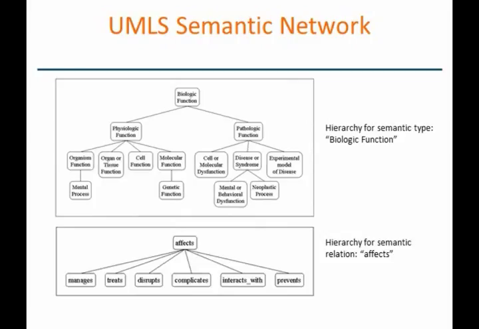This is another example of the hierarchy for the semantic types, and there's also a hierarchy for the relations. The semantic types, I think, are easier to understand. At the very top is biological function, and then there's physiological function and pathological function. And as I mentioned, it should be obvious that there's polyhierarchy. There's a limit to how specific it gets. There's a lot of crossover here.